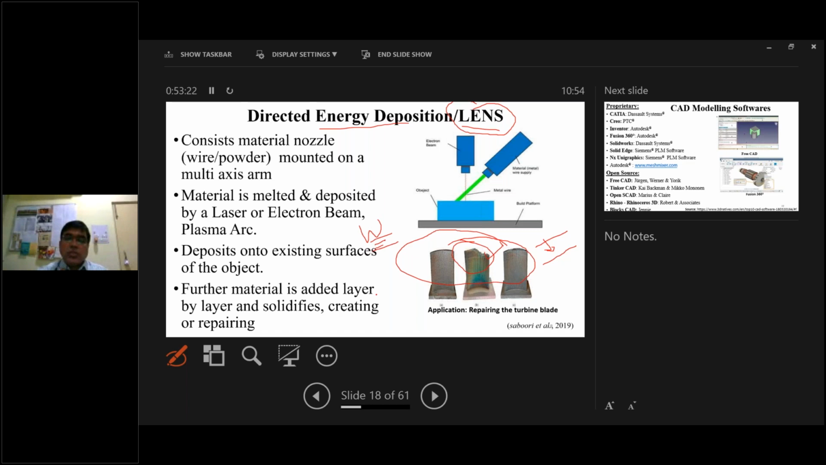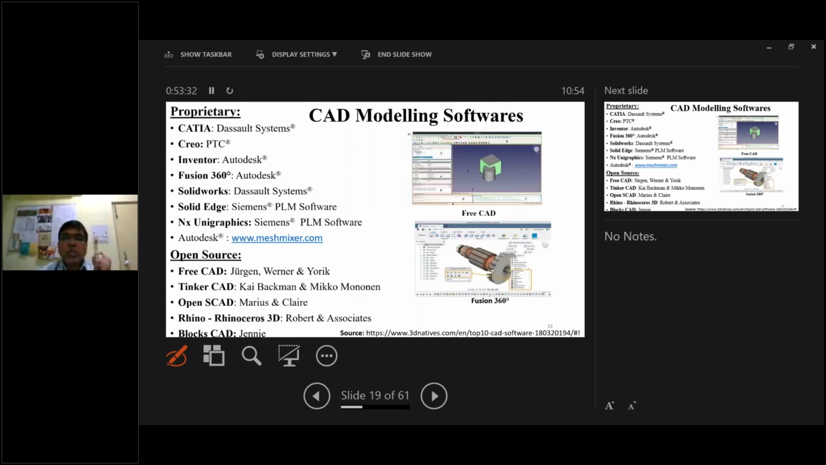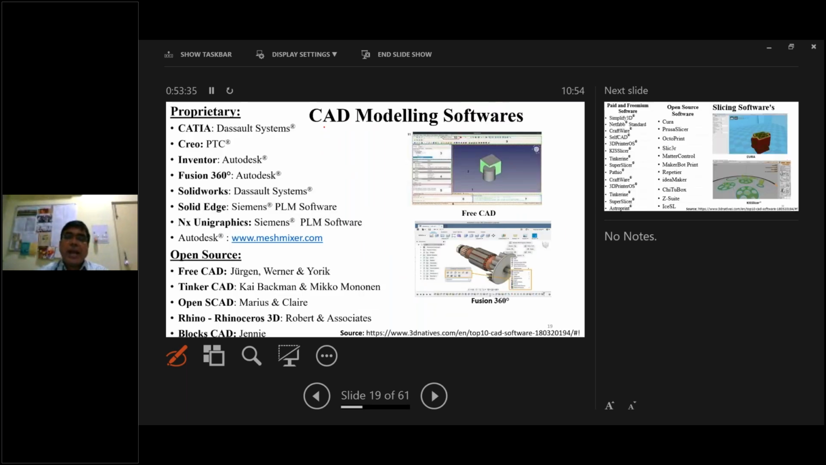So as far as these 7 families are concerned, we have talked about them, and the families are covered. What is important is the software part. So let us quickly look at the slide for CAD modeling software. So which are those software? I think you know it. Just Google it. You'll find lots of software, but I have listed them.